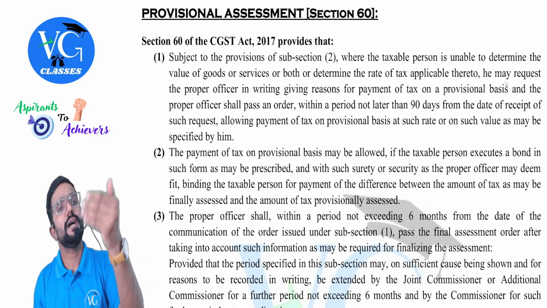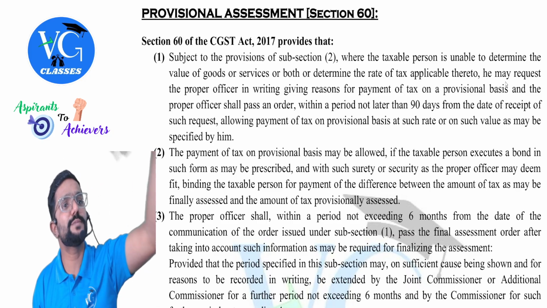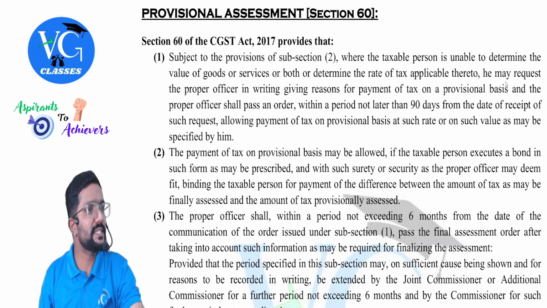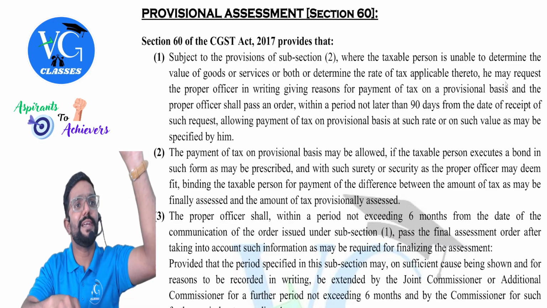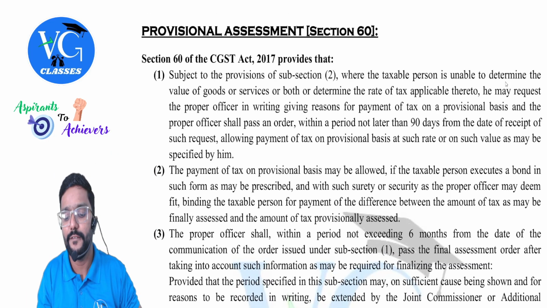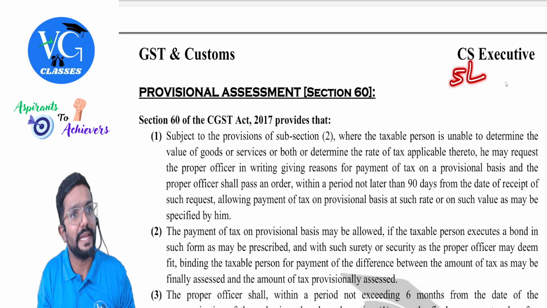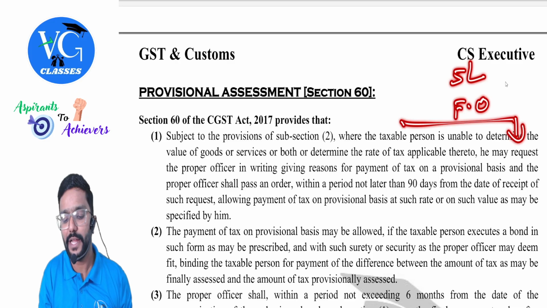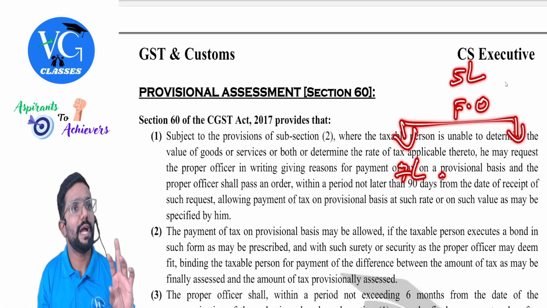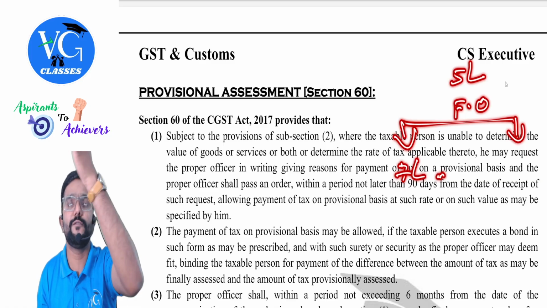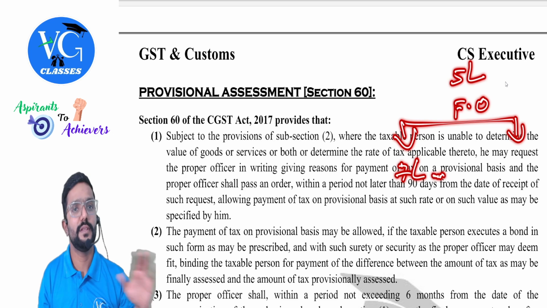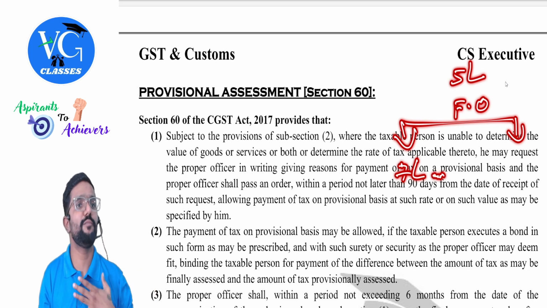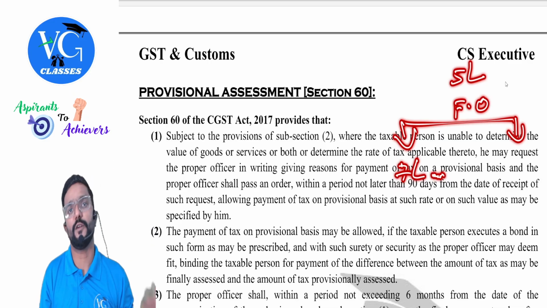In that case, assume he has done the final calculation and passed a final order. Provisional assessment, estimation: based on estimation, how much did I pay? 5 lakh. Now, the final order normally will not be exactly 5 lakh. It might be less than 5 lakh or more than 5 lakh. Let us take it as 7 lakh. What should I do? I should pay the remaining 2 lakh and give proof of that to the proper officer. There ends the responsibility of both the registered person and the proper officer.